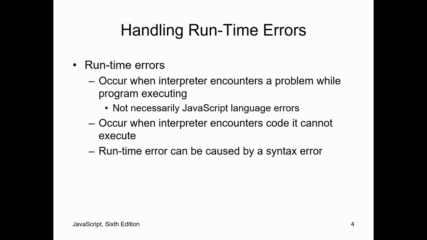All right? You can have runtime errors. Runtime errors typically, as the name denotes, occur when the interpreter is actually executing or running the program. They're not necessarily JavaScript language errors. As mentioned there, they occur when the interpreter encounters code that it cannot execute. There are all sorts of reasons that you can have a runtime error. Dividing by 0 is a popular one.